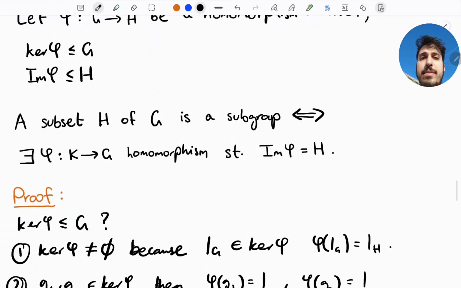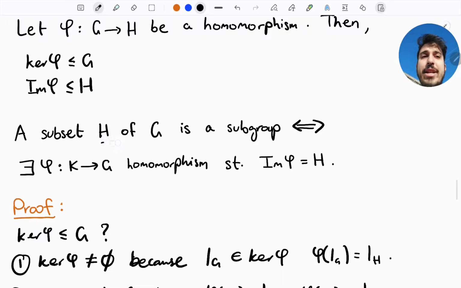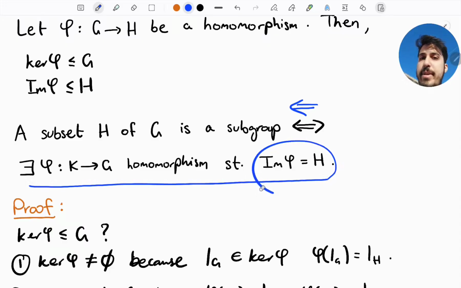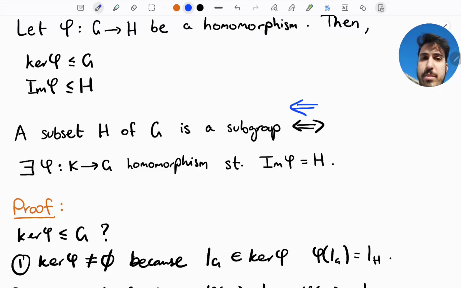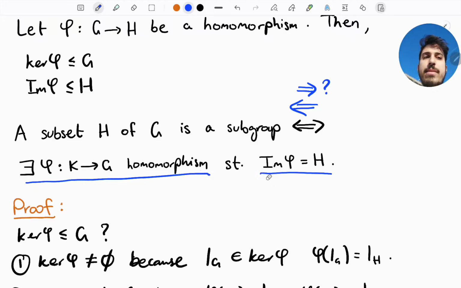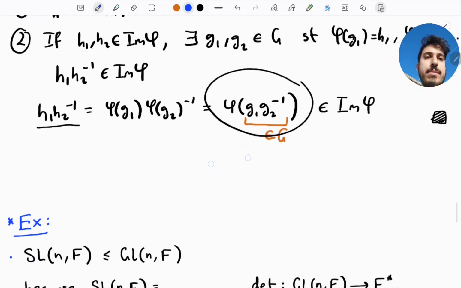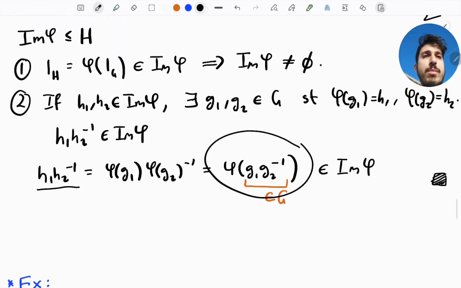Now, the last part of the proposition says that a subset H of G is a subgroup if and only if there exists a homomorphism such that the image of phi is H. We've already just proven this direction of the proposition, saying that if there exists a homomorphism with the image of phi being equal to H, then H is a subgroup. We've proven that. And now we want to prove the opposite direction, to say that, okay, what is this homomorphism that exists such that the image of phi is equal to H? And this homomorphism turns out to be a very natural homomorphism.